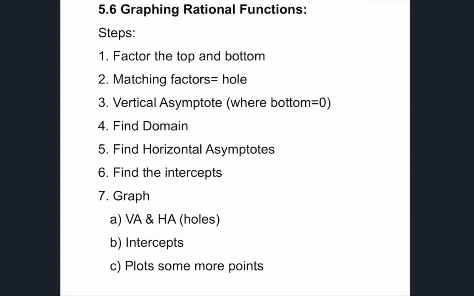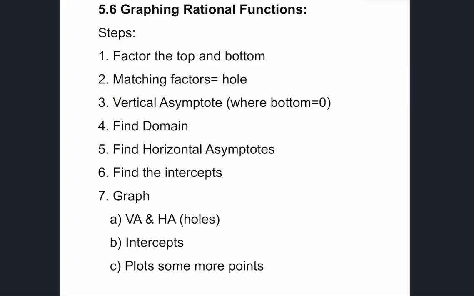So the first thing you always want to do is factor the top and bottom. Now, the reason we factor the top and the bottom is so that we can find any matching factors. Those matching factors are where we find the holes. So you're just going to set that matching factor equal to 0. So if it's x plus 2, you set that equal to 0. That's where your hole is at. Then we can set those factors aside.